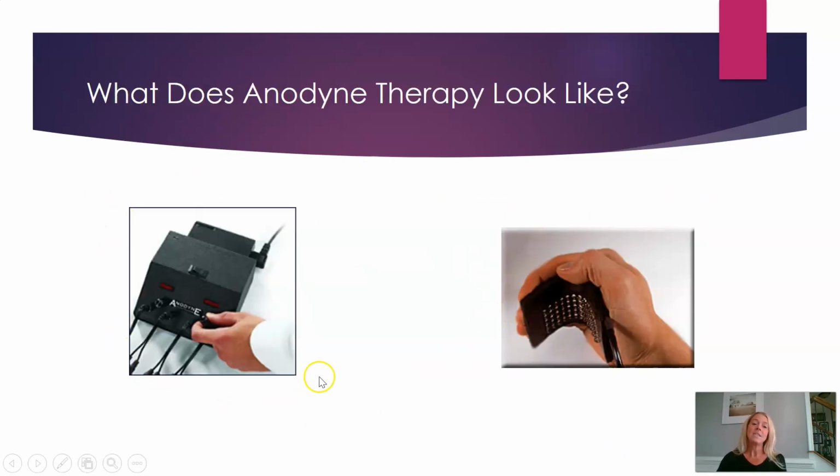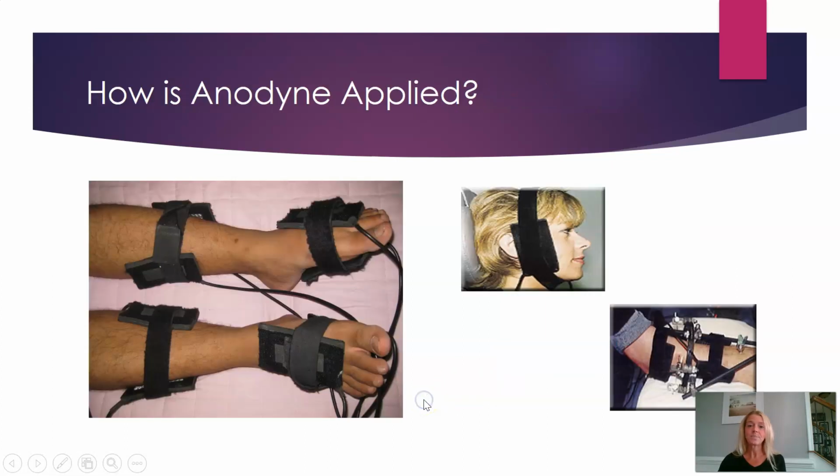So this is what an Anodyne machine looks like. It's basically like an Easton machine. It's got 4 leads that come out, and each lead branches into 2, similar to our electrode leads. These are what the diode pads look like, and this picture is just to show you that they are pliable, that they'll bend around whatever body part it is that you're going to apply them to.